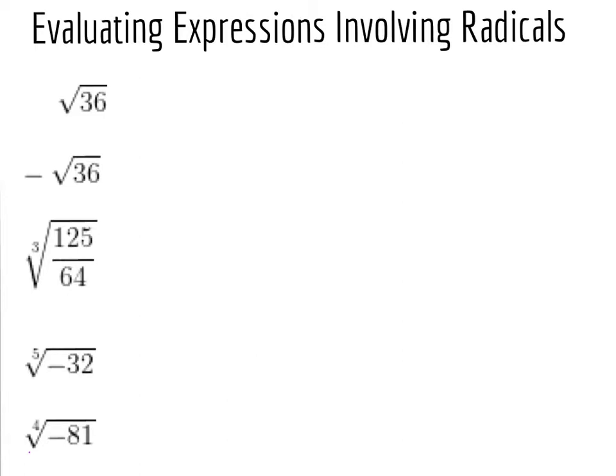Now let's take a look at evaluating expressions involving radicals. The first example we have is the square root of 36. This is equal to 6 because 6 squared is equal to 36. Then we have negative the square root of 36. This is equal to negative 6, again because 6 squared is 36.